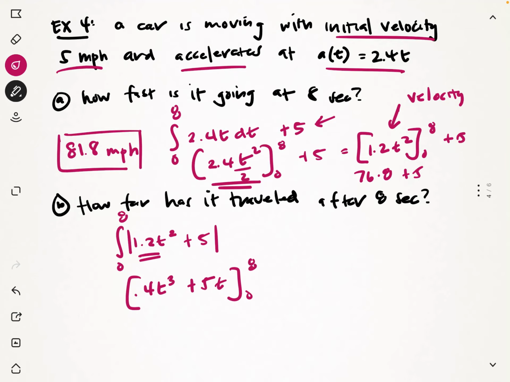Okay, so when we plug in 8 here, we get 204.8 plus 40, which is 244.8. There we go, I missed that part. And when we plug in 0 here and here again, we get 0. So it traveled 244.8.